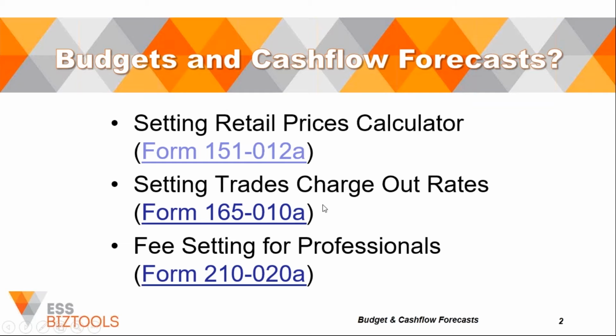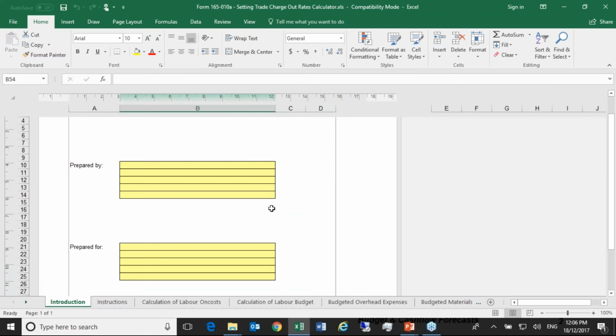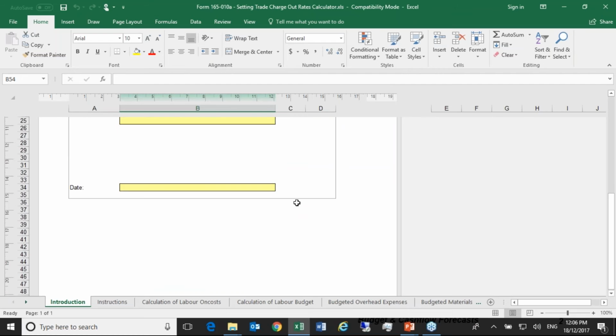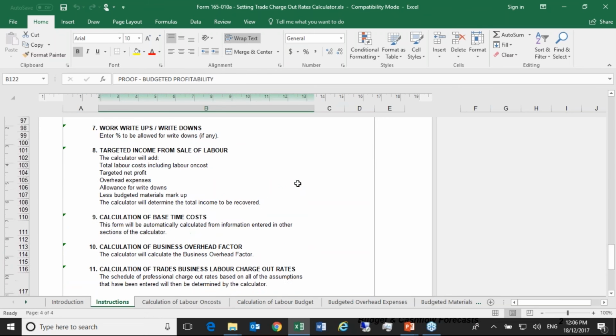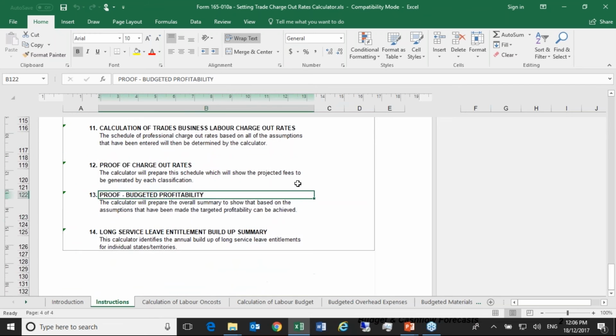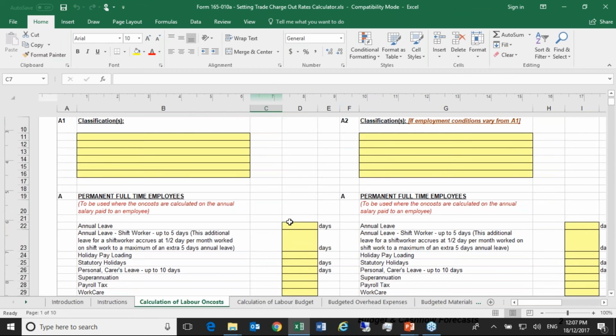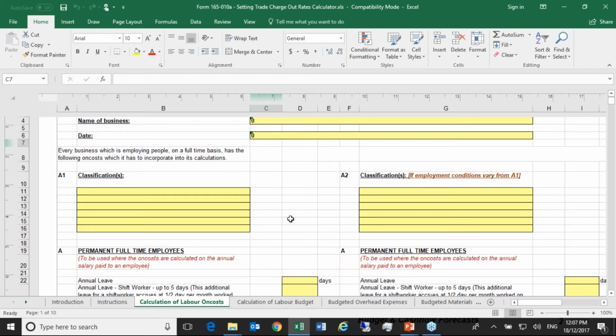So that is the calculator for retail prices. We're now going to go to setting charge out rates for trades. Tradespeople are obviously different to retail shops. The instructions are similar, but there will be some variations.